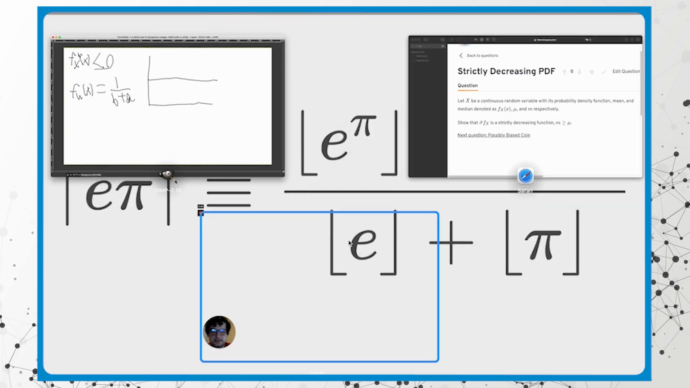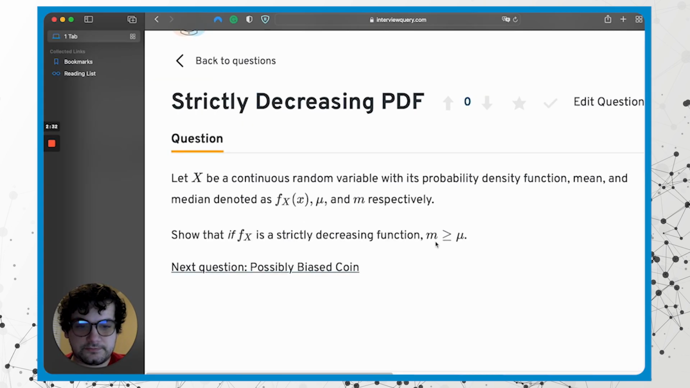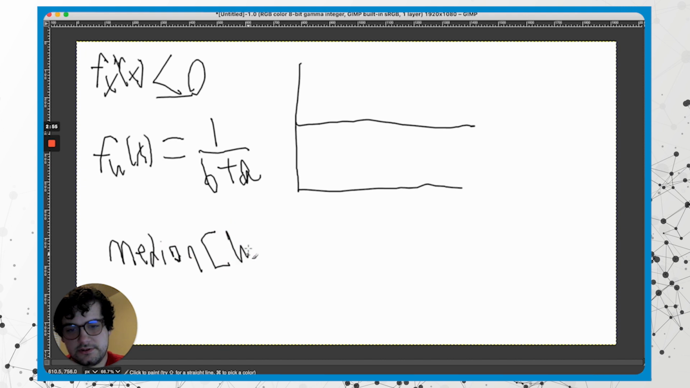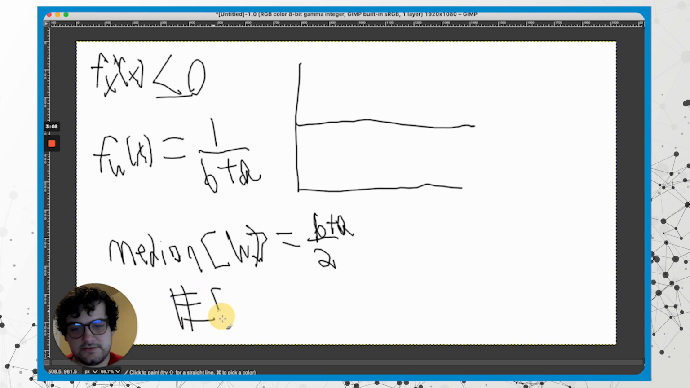Now, if you look here, the median of the uniform distribution is actually equal to the midpoint between A and B. So we have the median of U equal to 1/2 of B plus A. And actually, the mean of the uniform distribution is also equal to 1/2 of B plus A.